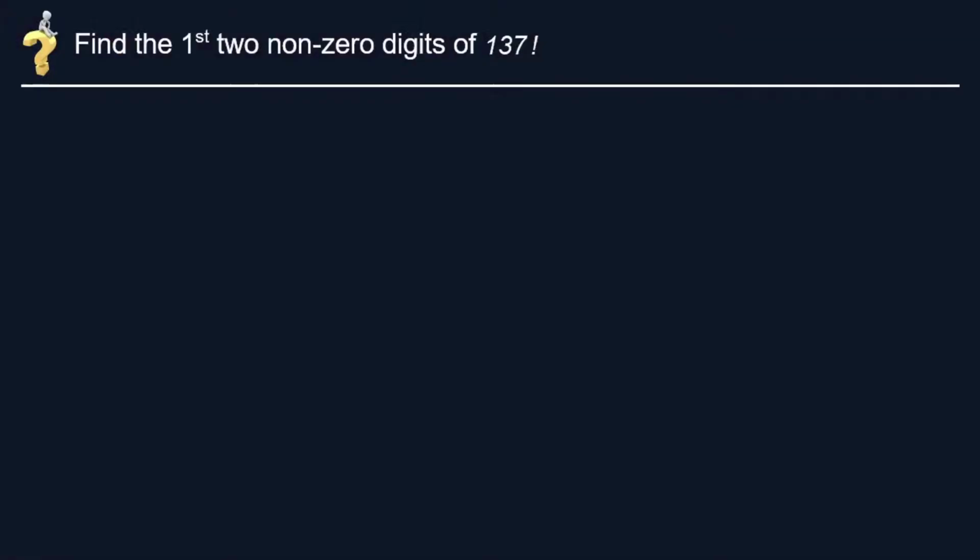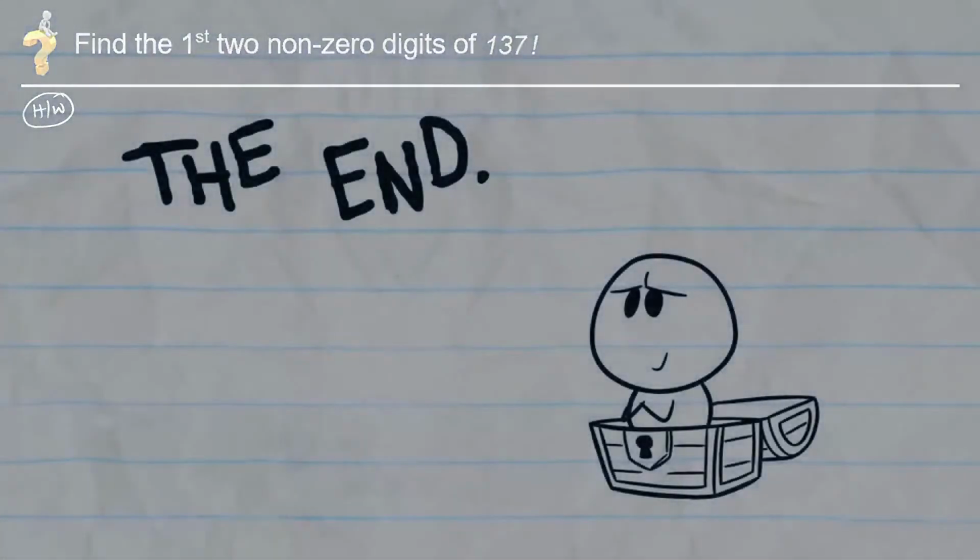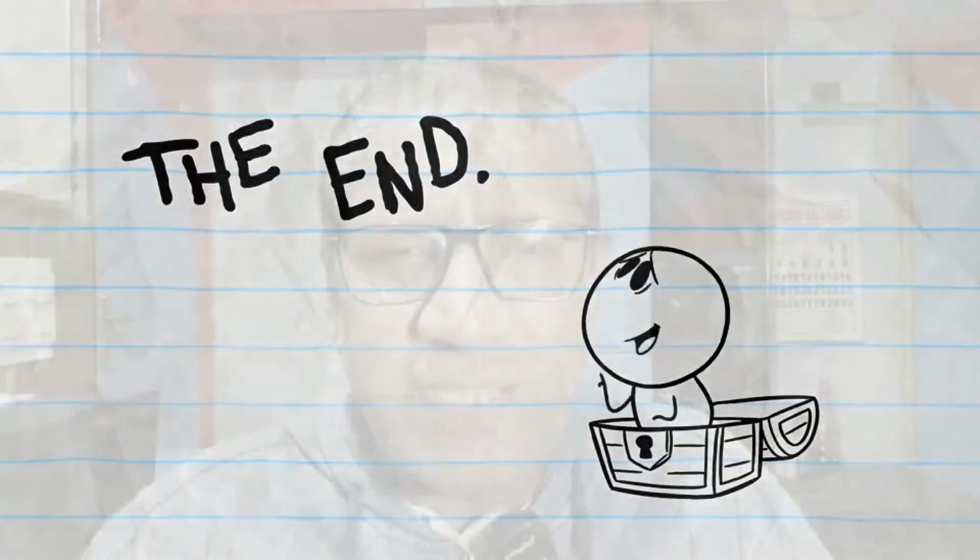Okay, so now let me give you a problem for your homework. This will again be your homework. You have to find what are the first two non-zero digits of 137 factorial. Please do comment in the comment box what its answer is. Is it clear? So that's all about this session.